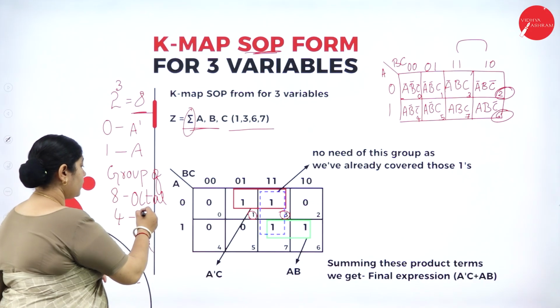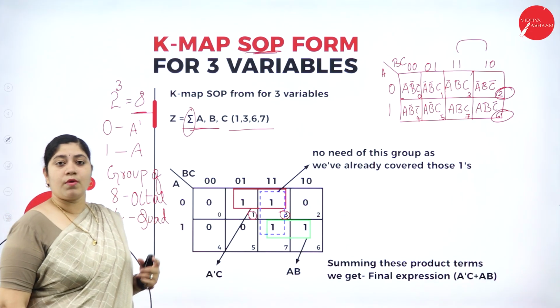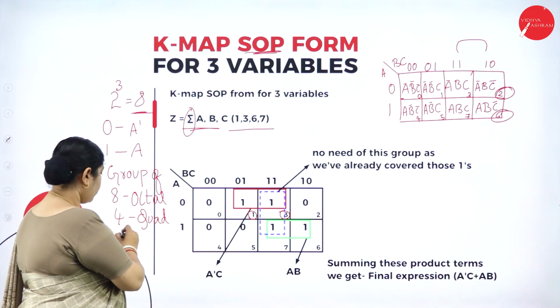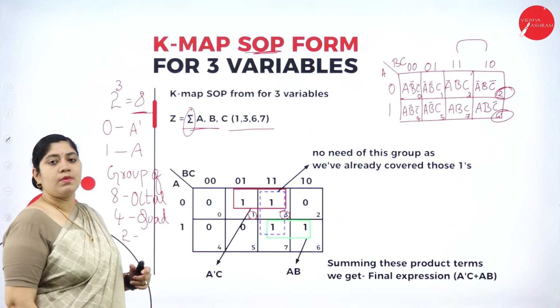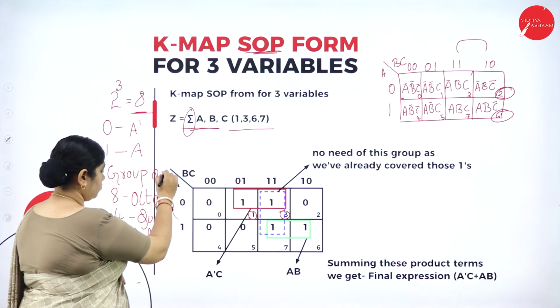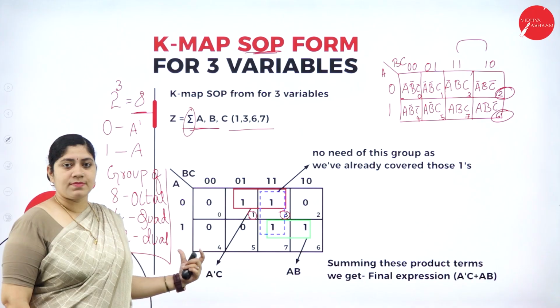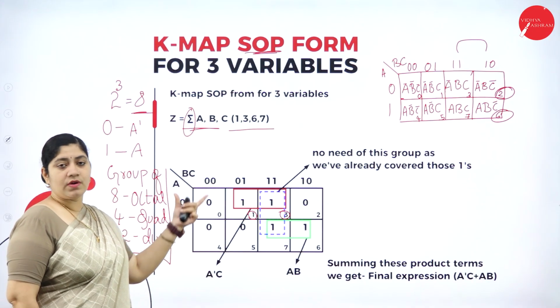For 4, we will be calling it a quad. Next, a group of 2. For a group of 2, we will be calling it a dual. So these are the only groups that are possible with respect to the grouping of K-map.